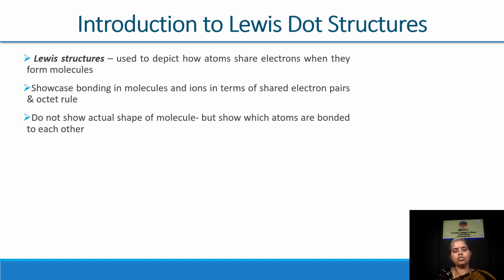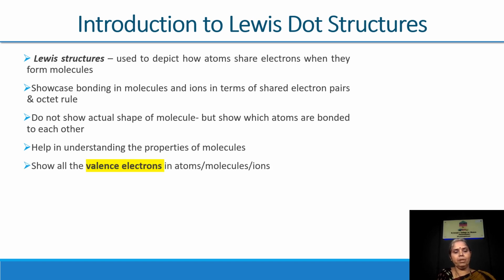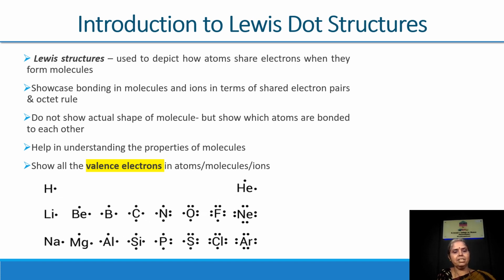There are certain rules to be followed while drawing the Lewis structures, but Lewis structures do not show the shape of the molecule, and they help in understanding the properties of molecules. Through the Lewis structures you can also predict some properties. You can say which one is having a lone pair of electrons, whether it is a Lewis acid or a Lewis base, things like that. They can be predicted. As I already told you, they show only the valence electrons.